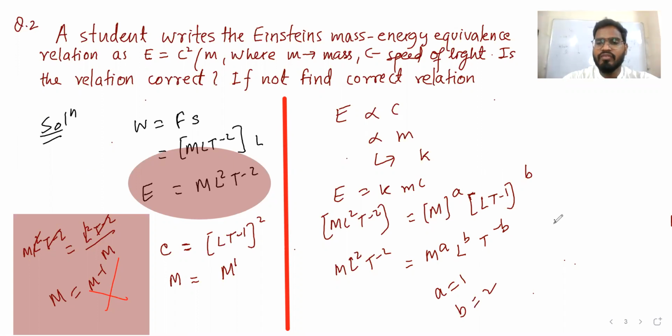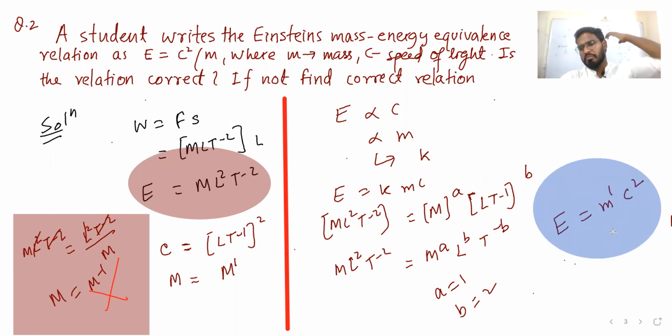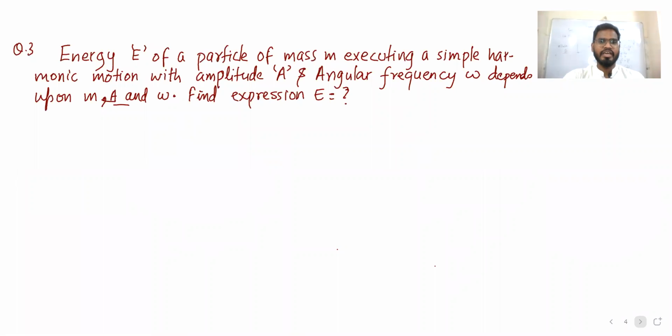So E, now we can say M is what here? 1. So 1. And B is what? Power of velocity. So E is equal to mc square. Yes, we got the equation. What we were looking for, right? That is the formula we want. E is equal to mc square, m to the power 1, c to the power 2. That is what we want, energy mass equation of Einstein, right? Let's see the next question.